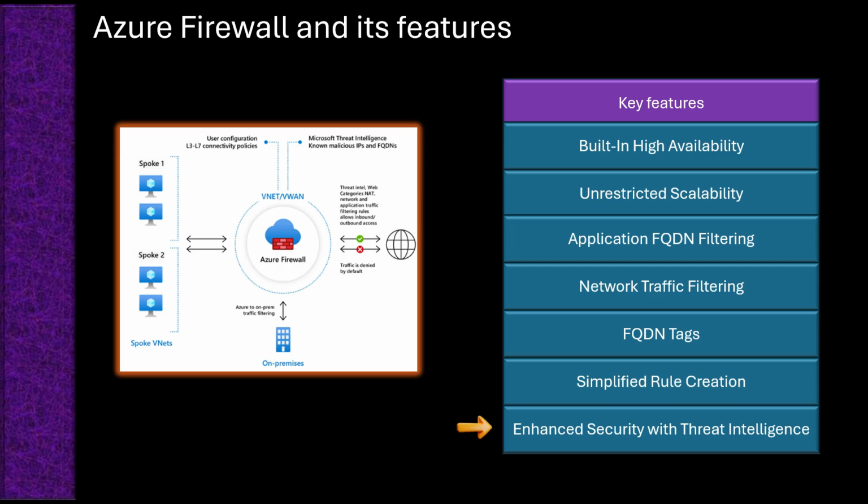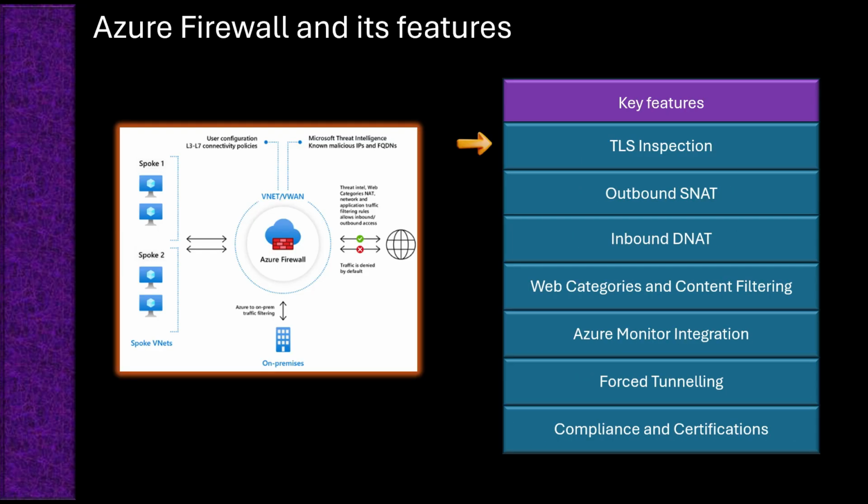Threat intelligence is enabled through Microsoft Threat Intelligence Feed. This feature alerts you to and blocks traffic from known malicious IP addresses and domains. This provides an added layer of protection against potentially harmful traffic. Azure Firewall can encrypt, inspect, and re-encrypt outbound traffic, which allows thorough security analysis while maintaining secure communication.